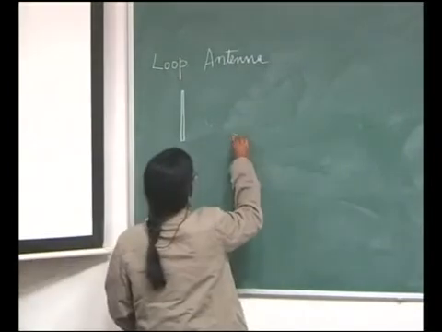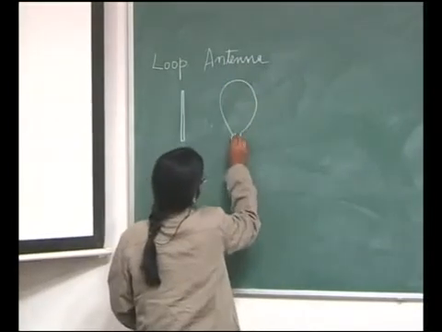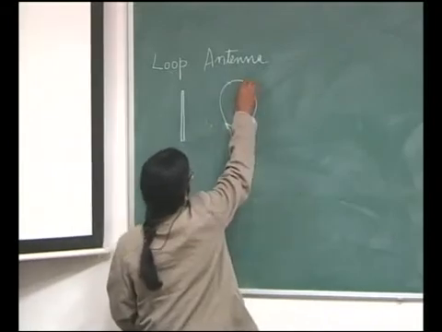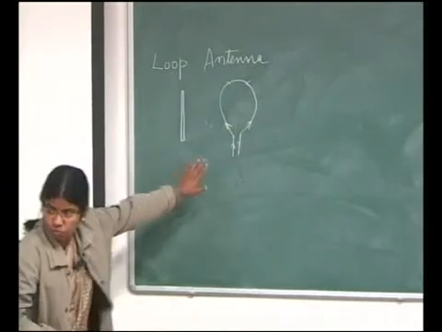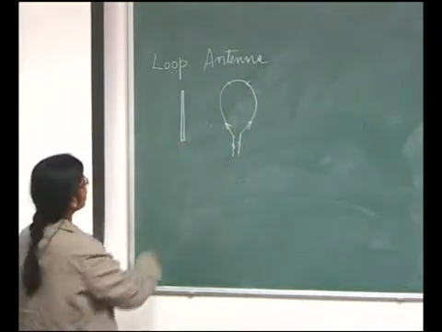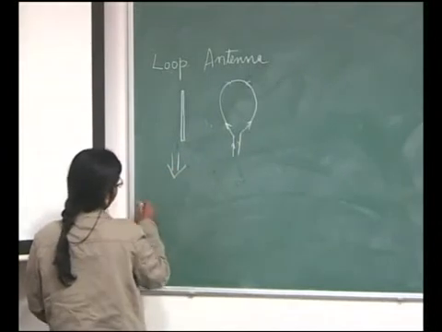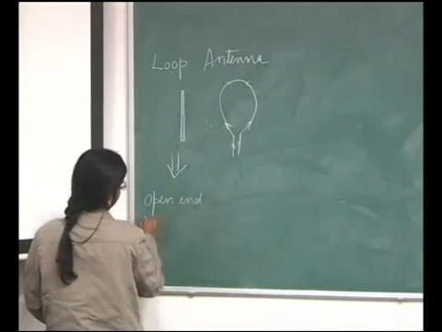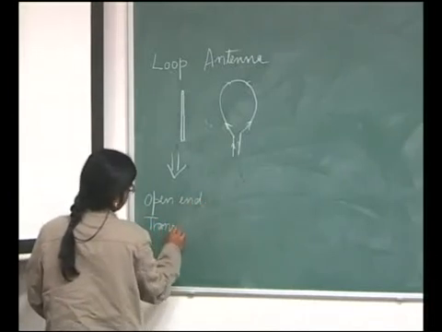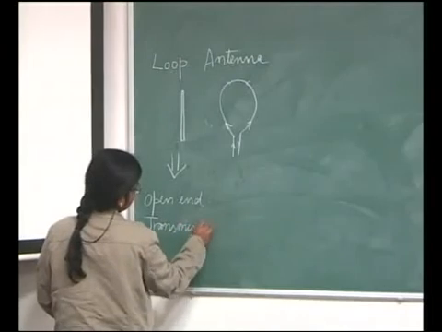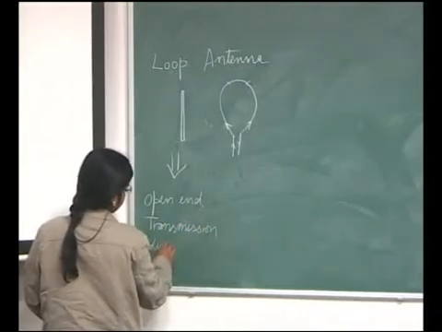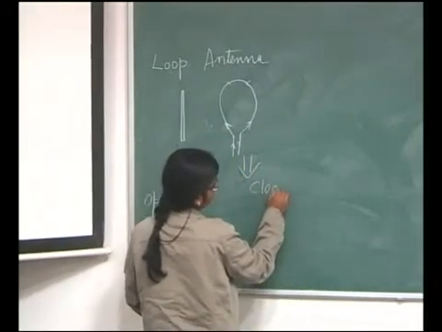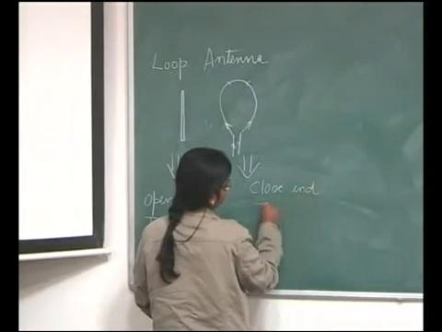Whereas in a loop, we have something like this. Current goes like this and it meets here. So this is a loop, this is a dipole. So we can say that the dipole has come from open end transmission lines, whereas loops have evolved from close end transmission lines.